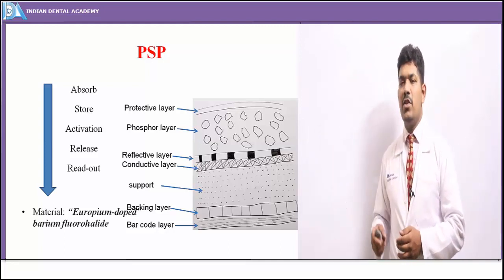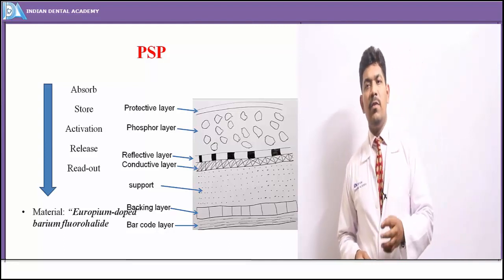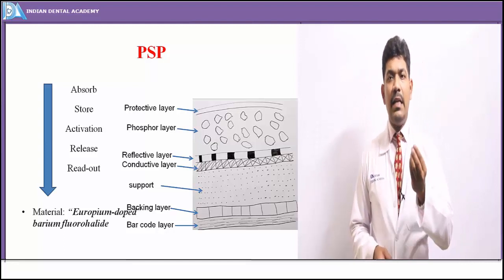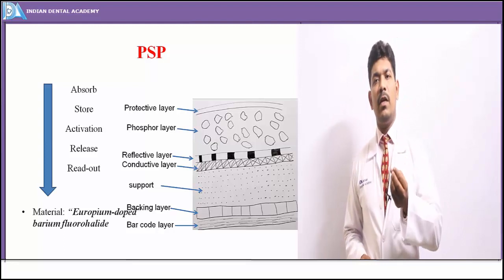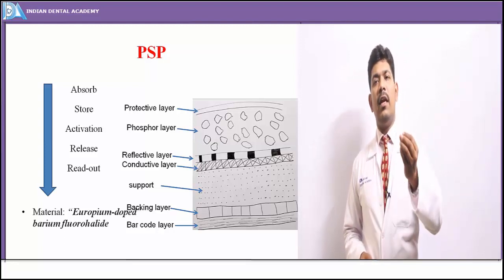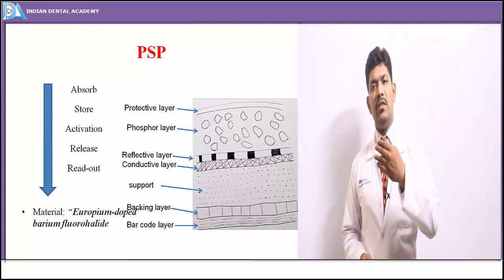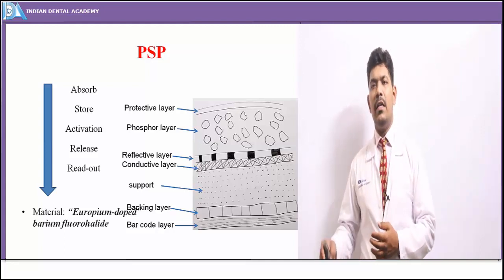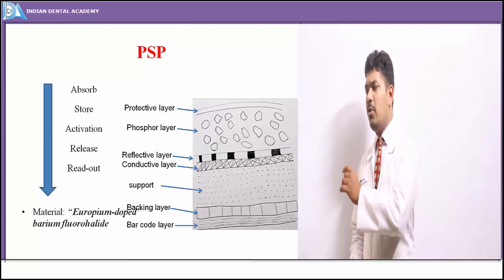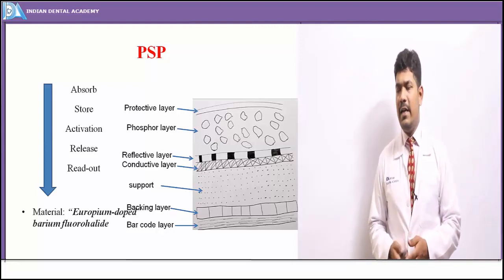So the material which is basically used is a phosphorescent material. Phosphorescence is the ability of a particular material to absorb light of one specific wavelength and then give out light of a different wavelength. That property is used over here. The most common material used is europium doped barium fluorohalide.